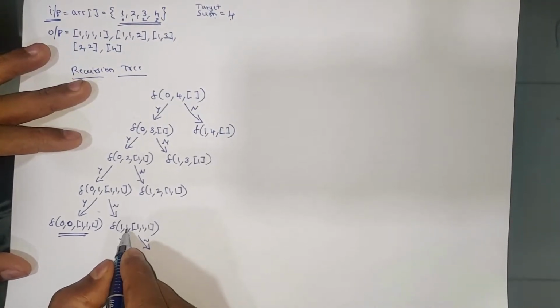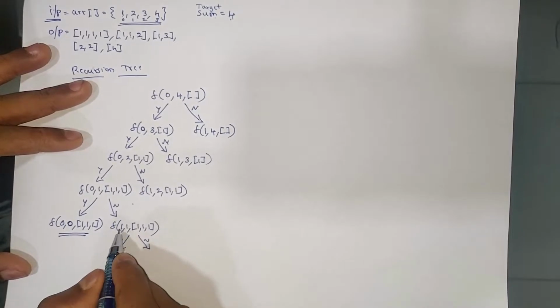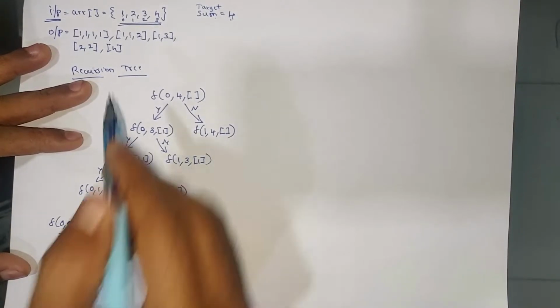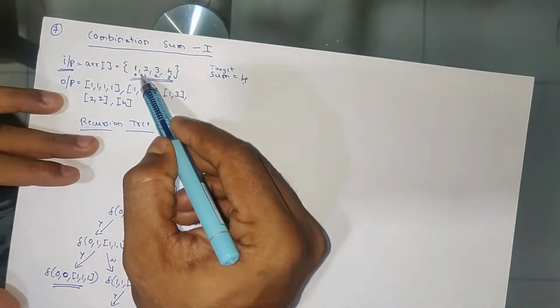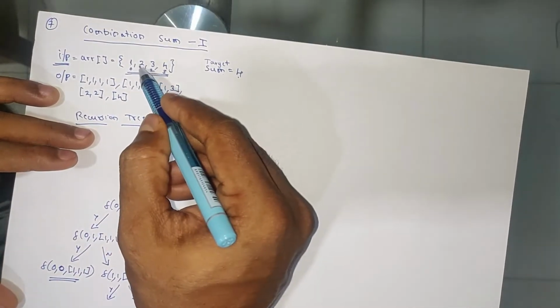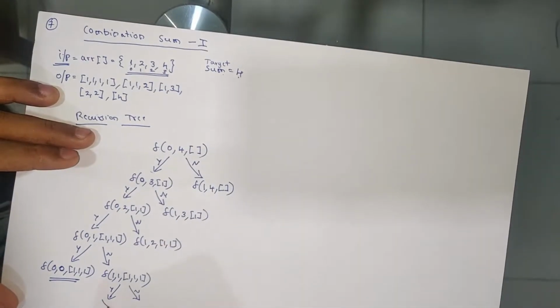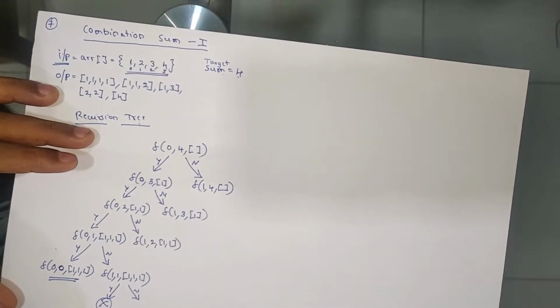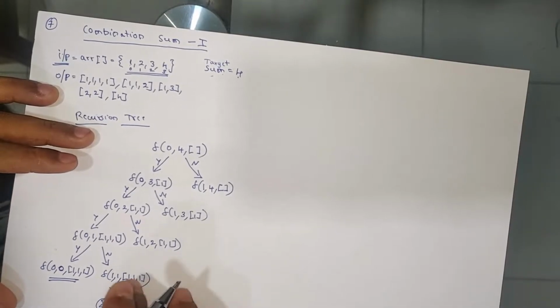If I include, the requirement is 1, and I am at index position 1. What is the element at index position 1? It is 2, right? Requirement is 1, we have 2, we can't take it, we are at the dead end here. So this chain is ended here.